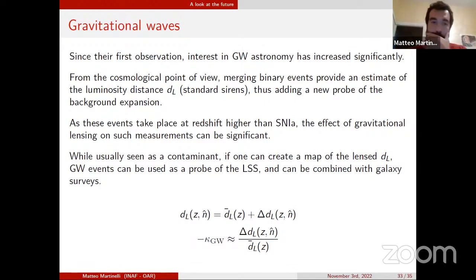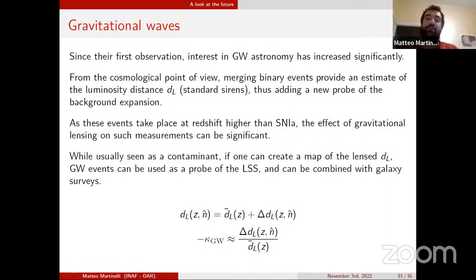In general, people want to look at gravitational waves because observing a binary event merging gives us an estimate of the luminosity distance. So it's a measure of a distance, and it's already been thought that this could be another thing, like Mikol was saying, that can tell us about the tension in H0. But there is another thing that happens with gravitational waves. Since in general the redshift can be higher than the one of supernovae, we expect a little bit more effect of lensing on this kind of observation. So gravitational lensing impacting the luminosity distance.